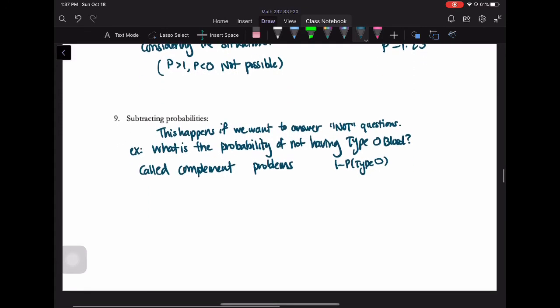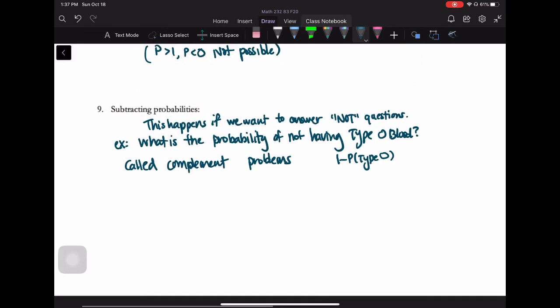You can subtract probabilities, and this happens if we want to answer "not" questions. For instance, review the blood data where you're talking about type O blood. Type O was what, 45%? The probability of not having type O blood would be 55% then, because you're talking about the whole population minus the type Os. We call these complement problems.